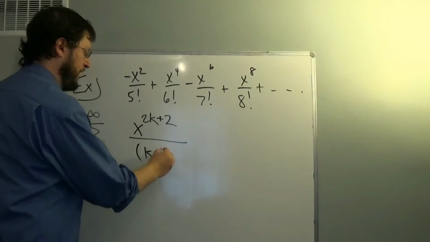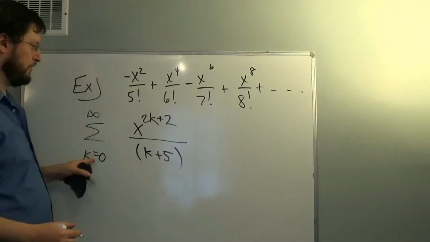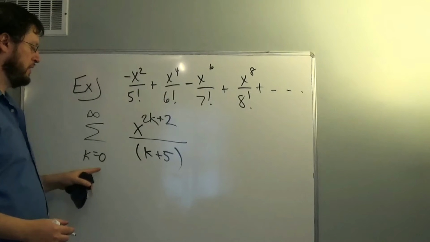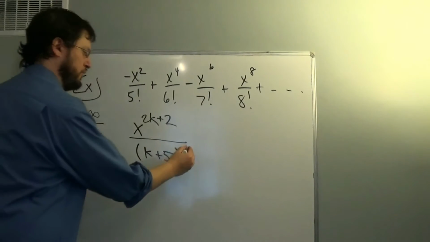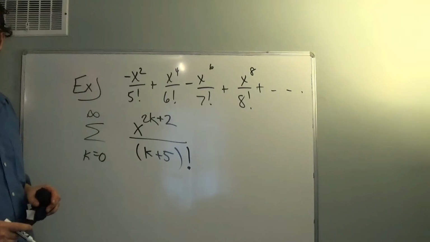Well, I say k plus 5. Then when I plug 0 in, the very first term is 5 factorial. Plug k equal 1 in makes a 6 factorial. So we'll have a k plus 5 factorial.